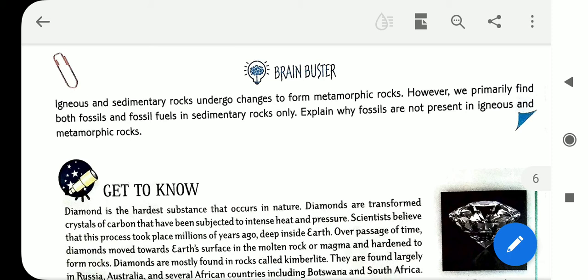When this molten magma comes to the surface of the earth, it solidifies and turns into solid form. Some portions lie on the surface of the earth and some go deep inside. These two formations of igneous rocks are known as extrusive igneous rocks and intrusive igneous rocks.